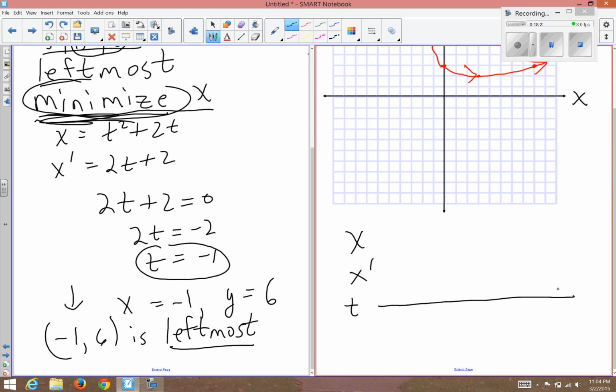On this t line, we mark negative 1 and indicate that we're marking that important point because that t value makes x prime 0. X prime is 0 when t is negative 1. Plug a number to the left of negative 1 into x prime. For example, plug in negative 2. Let's see, x prime is negative. Plug a number bigger than negative 1 into x prime. Say you plugged in 0, x prime comes out positive.